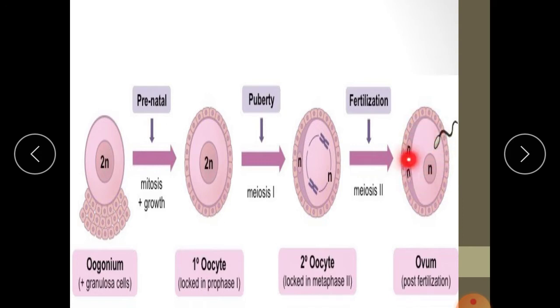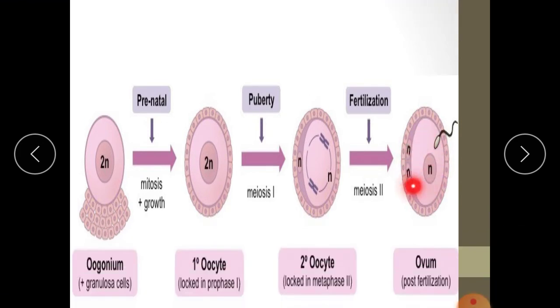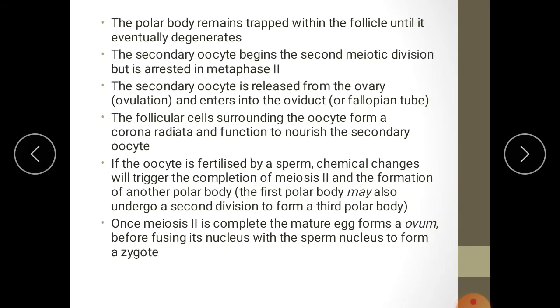Out of 4 cells, only one functional ovum is formed. Remaining 3 are polar bodies. They degenerate. Whereas in case of spermatogenesis, all 4 cells are functional. All 4 cells that are produced at the end of second meiosis are functional and they are sperms. But here in oogenesis, 4 cells are formed, but out of 4, only one is functional. Only one is larger, remaining 3 are smaller, and they degenerate.